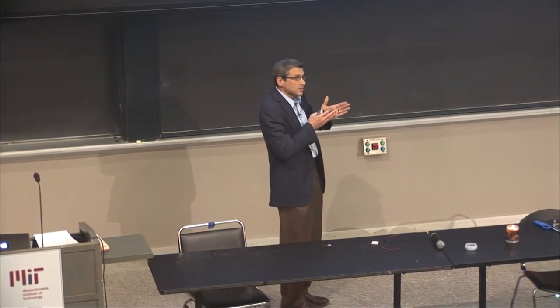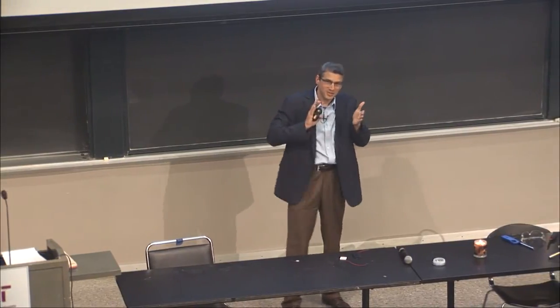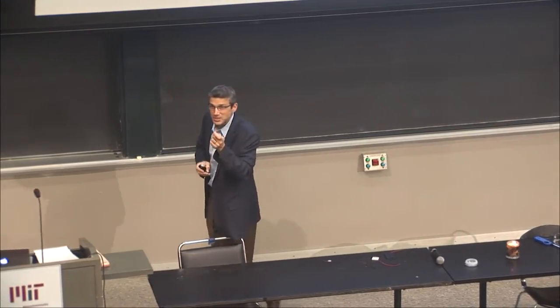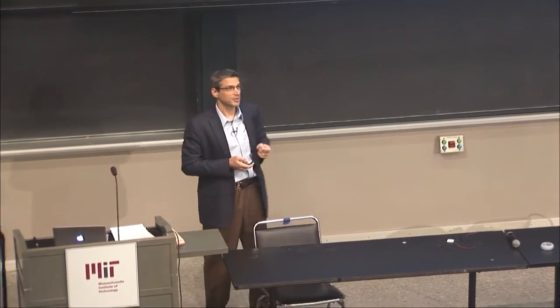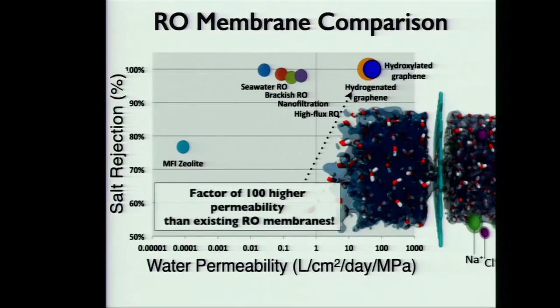So that's the next question we have to ask: how well do they do? How much more water can we push through? And the metric that's used for that is called permeability. So if you look at the permeability of these membranes, and that's the liters that you can push through per area of membrane per day per pressure applied, that's a log scale on the horizontal axis. And then the salt rejection is on the y-axis, because they've got to reject salt or it's not very useful.